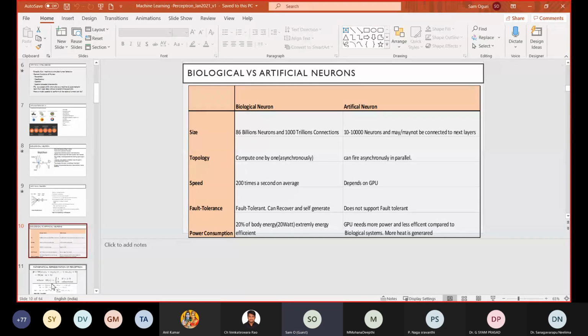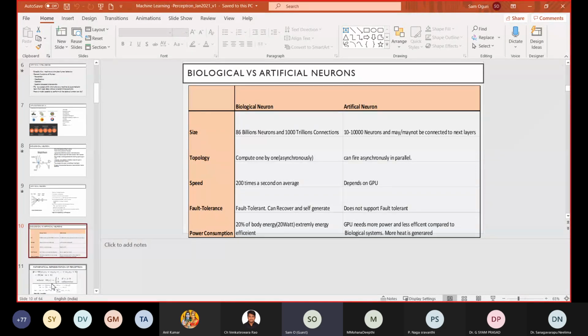And when it comes to the artificial neuron, a typical neural net has around 10 to 1 lakh neurons. And those neurons may or may not be connected to the next layers. So compared to our human brain, our artificial neural network is very, very small.